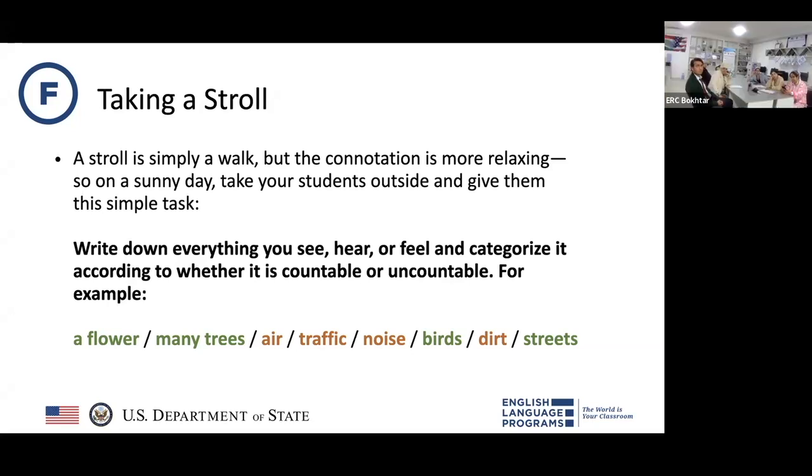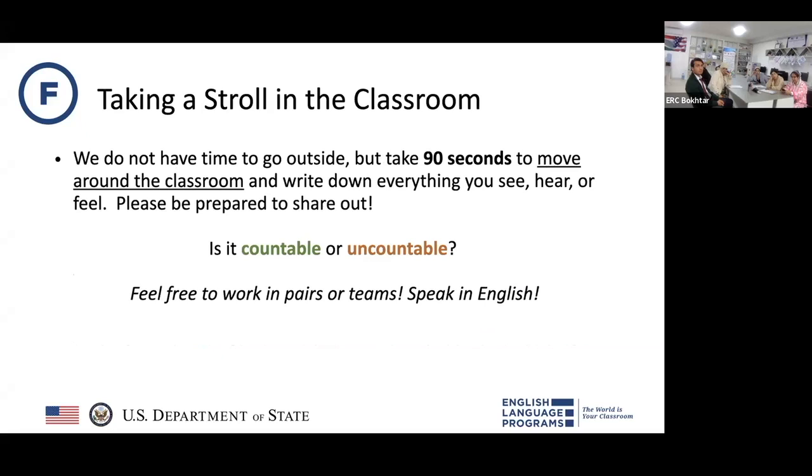All right, so now we're going to do it here. We're going to take a stroll in the classroom. I'm going to give you 90 seconds. Stand up, move around, find things, and write down words and put them into categories. Do you have any questions? It's clear? Okay, if you have a question, write it in the chat box. You have 90 seconds. Go.